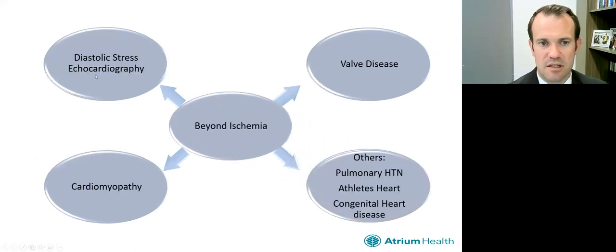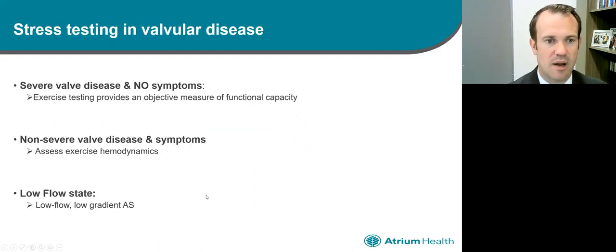Really, this falls into diastolic stress echo, assessment of valve disease, cardiomyopathies, and others, such as pulmonary hypertension, athlete's heart, and congenital heart disease. But for most of the time, we're really going to be focusing on valve disease and cardiomyopathies. So we use stress testing in valve disease for 3 reasons. First is if there's severe disease, but the patient denies symptoms. So we're trying to see, do they actually have symptoms, and give an objective measure of functional capacity.